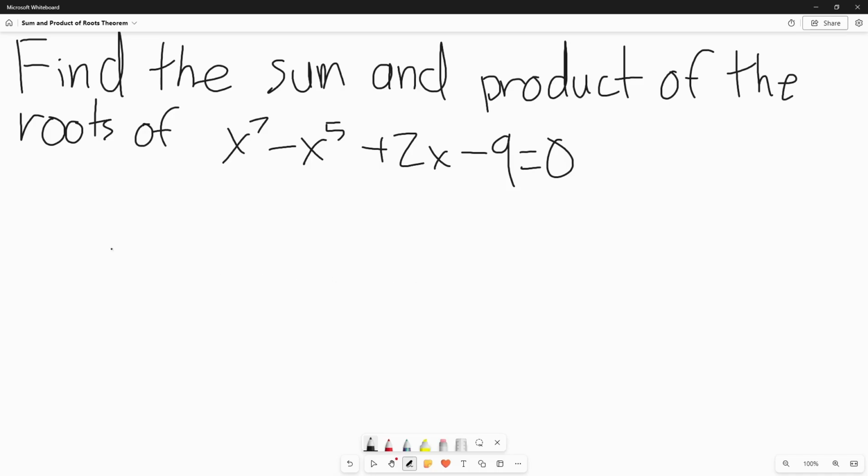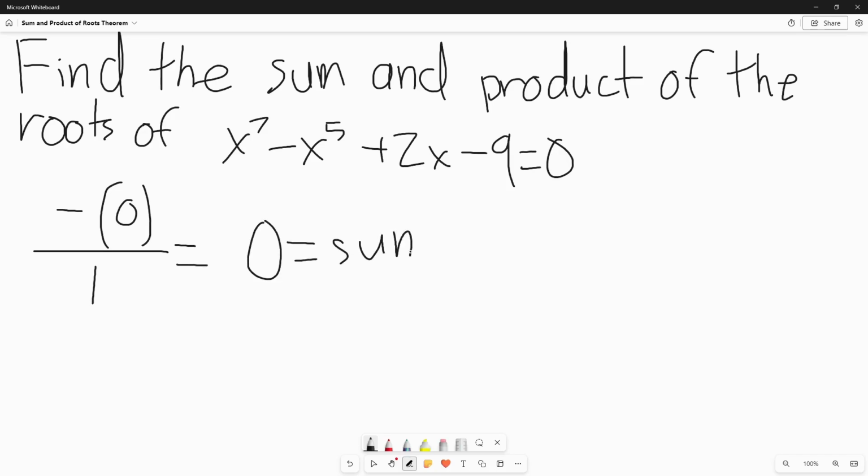So first let's find the sum. We need the negative of the coefficient of the second term, which would be x to the power of 6, because the biggest one is x to the power of 7. However, x to the power of 6 is not written, so we can assume it's 0. So 0 over the leading coefficient, which is 1, even though it's not written, it defaults to 1. And 0 over anything is just 0, so 0 is the sum.